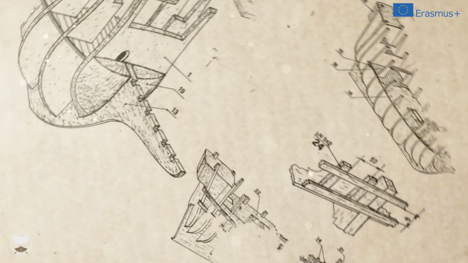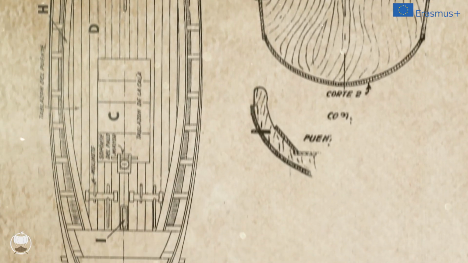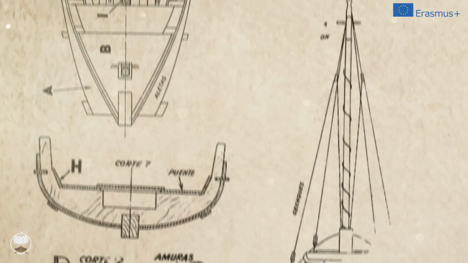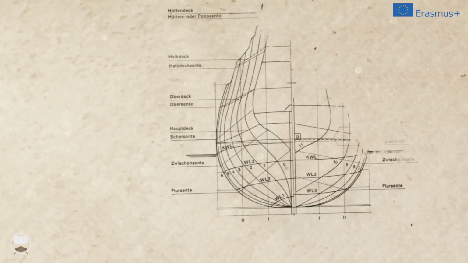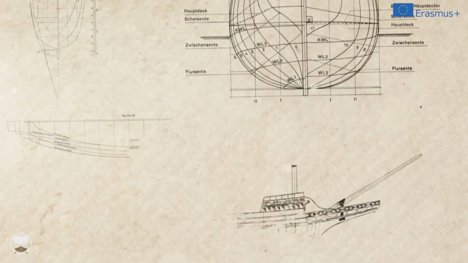Knowing the hull shape is fundamental to cut the parts that make up the structure. With this knowledge, templates can be made of the basic structure. These templates are laid out over the pieces of raw wood to trace the shape of the specific part and then proceed to its cut.